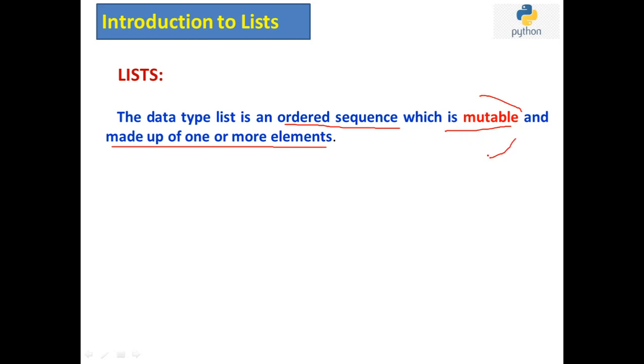Now, what are the other ordered sequences? Can you tell me? These are tuples and strings. They both are ordered sequence data types. But what about the dictionary? It is not an ordered sequence, rather we can call a dictionary an unordered sequence. That means it does not follow any particular ordering like lists or tuples or strings.